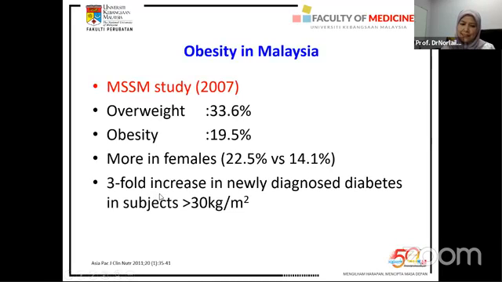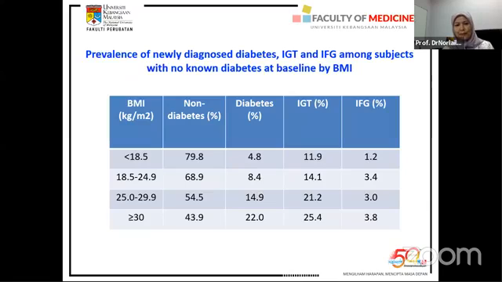And the incidence of newly diagnosed diabetes is found to be increased by threefold in those who had a BMI of more than 30 kilograms per meter squared. So it's not just about BMI and weight alone. It is also associated with an increase in comorbidities, or increased prevalence of diabetes.